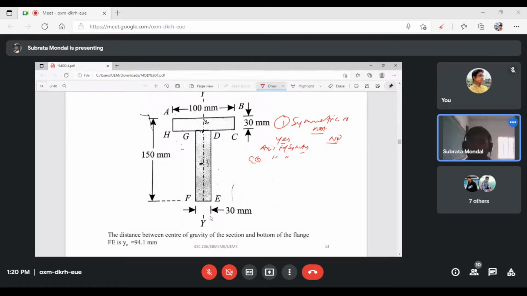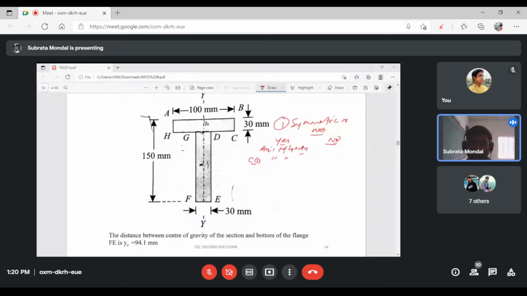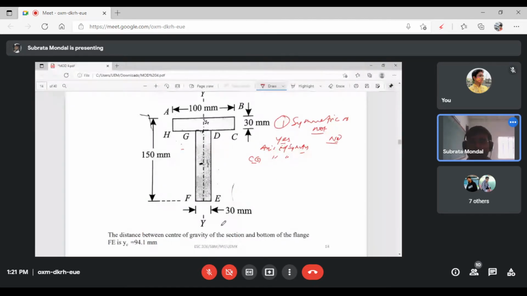Okay, fine. Let us discuss this particular numerical. First you have to check whether it's symmetric or not. Then if it is symmetric, the CG must lie on the axis of symmetry. If it is not, then the CG must be some other point. So the center of gravity you have to find out for this particular section, which is called the T section.